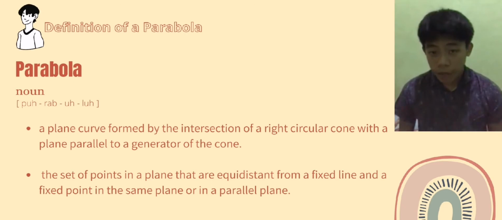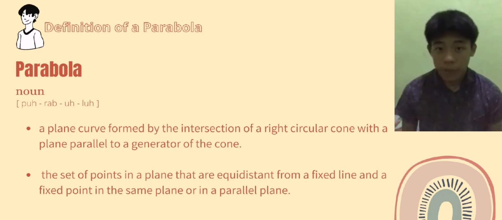It is a plane curve formed by the intersection of a right circular cone with a plane parallel to a generator of the cone. It is also the set of points in a plane that are equidistant from a fixed line or a fixed point in the same plane or in a parallel plane.